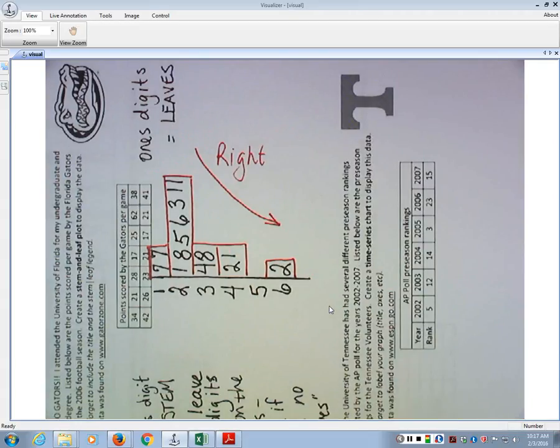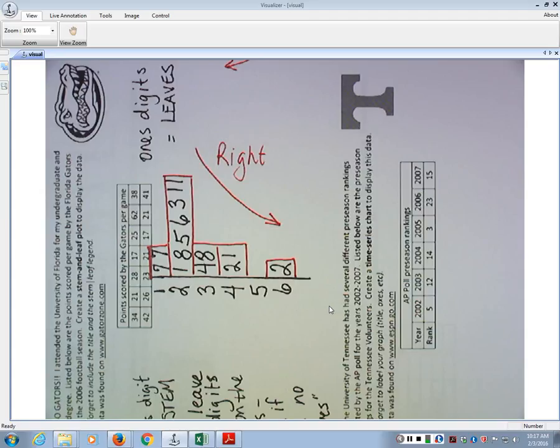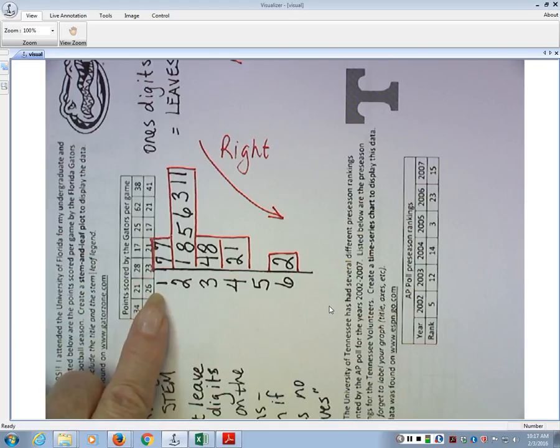It starts out tall and goes small. Skewed left. This one starts out short and builds up, so this one's skewed right. It's easy to tell that just by looking at this sort of histogram.